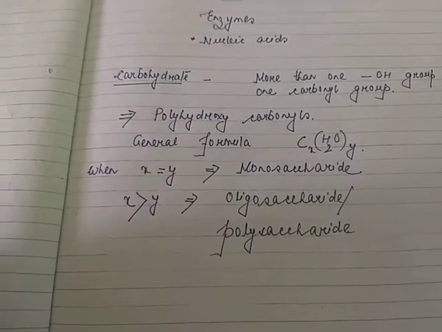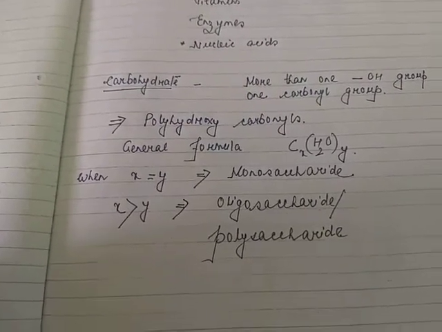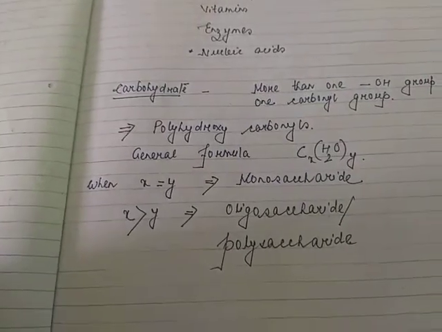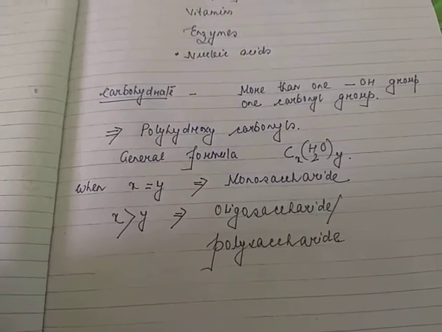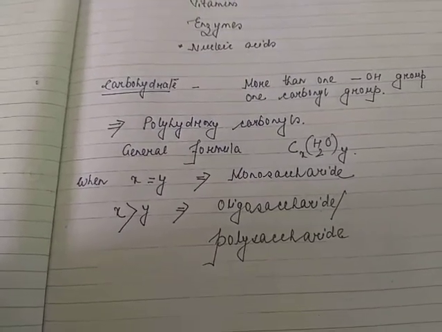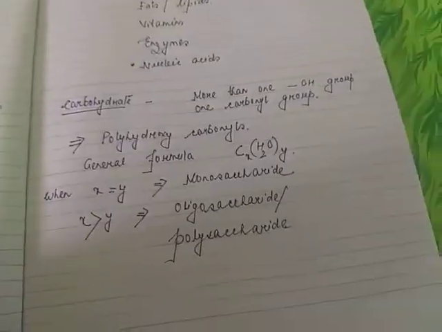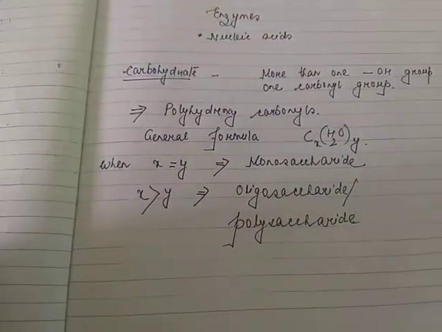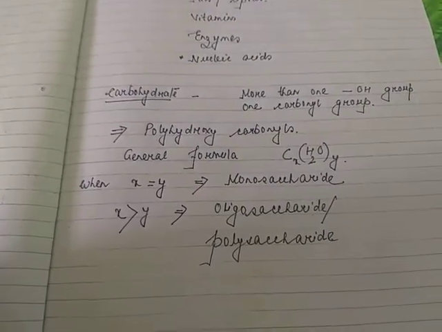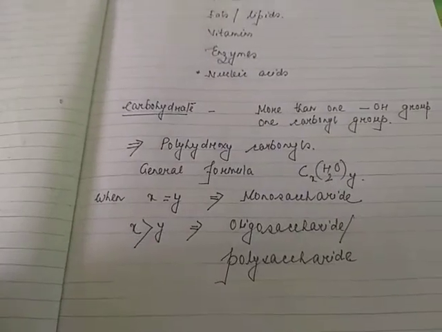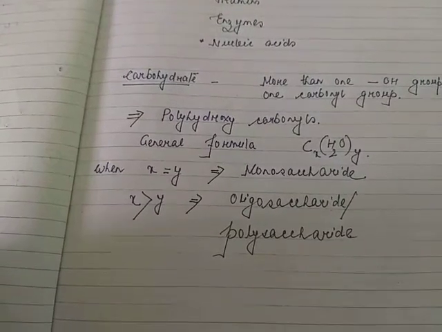It has a general formula. The simplest carbohydrate could be represented as CxH2Oy, where x and y may be same, may be different. If x is equal to y, this is monosaccharide, as C6H12O6 could be written as C6(H2O)6. The number of carbon and number of H2O units are same. It is monosaccharide, and in case x is greater than y, the number of carbon is more.